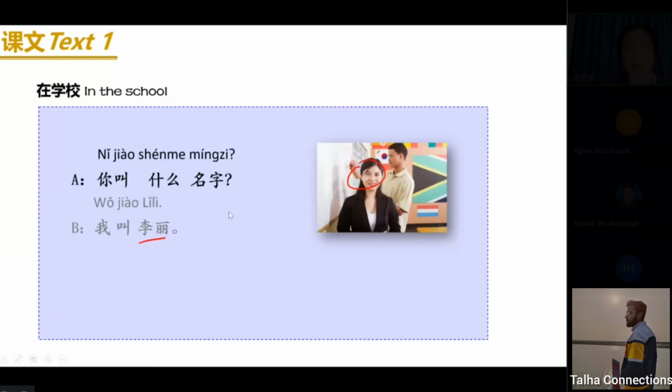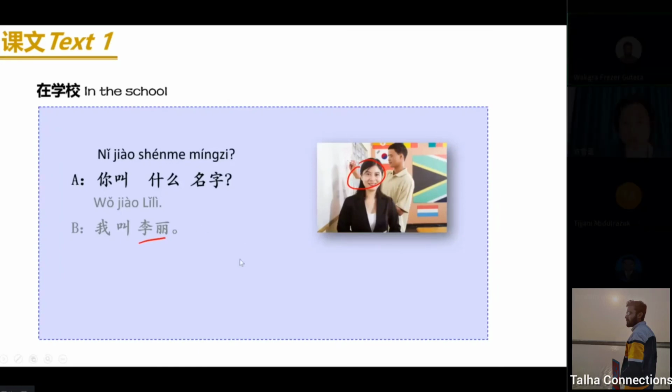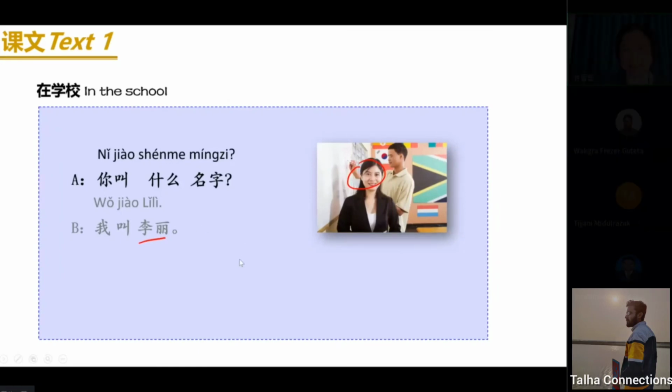It means that, but we cannot just translate from English to Chinese word by word. But equivalently, it means that. What name are you called? So 我叫李丽 can be understood to be I'm called Li Li, or my name is Li Li. That's her name. 我叫李丽.